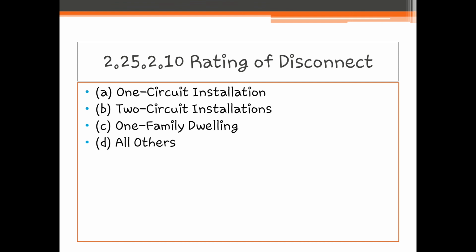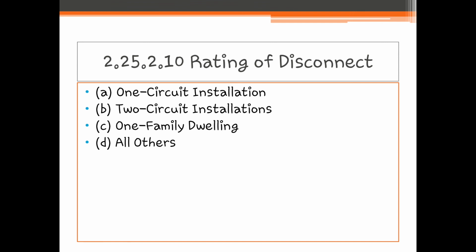And for feeders, in no case shall the rating be lower than specified in the following. First, 1 circuit installation. For installations to supply only limited loads of a single branch circuit, the branch circuit disconnecting means shall have a rating of not less than 15 amperes.